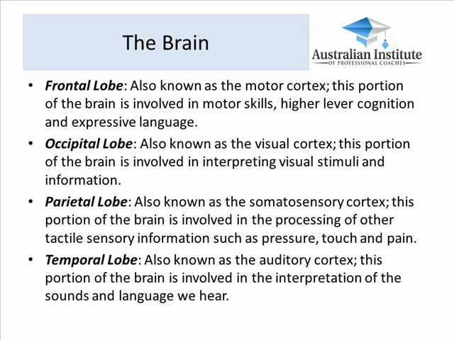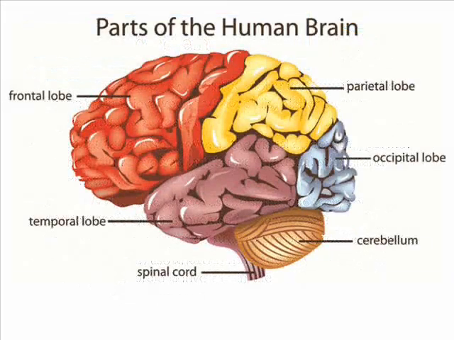and information. The parietal lobe, also known as the somatosensory cortex, is involved in the processing of tactile sensory information such as pressure, touch, and pain. The temporal lobe, also known as the auditory cortex, is involved in the interpretation of sounds and the language we hear. This shows how the four lobes fit together. You'll see how they join with the rest of the body via the spinal cord.